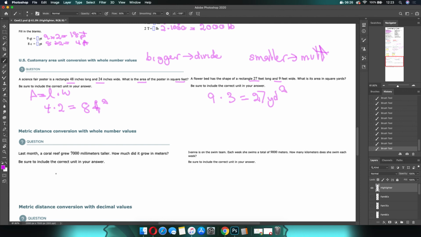Let's see here, over here, we're going from millimeters to meters. That's bigger again, so we're going to divide, and we're dividing by 1,000. So that is going to be 7 meters, because it's divided by 1,000. Over here, we have 9,000 meters, and then how many kilometers? So we're dividing because we're going bigger again. Bigger is division, which means we are dividing by 1,000, so this person swam 9 kilometers. That's a lot. Good for her.